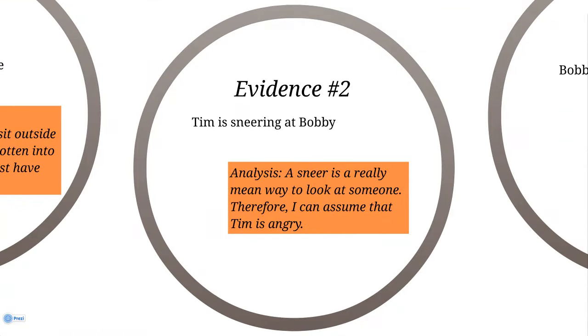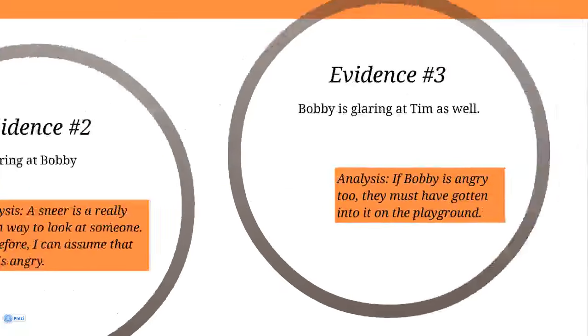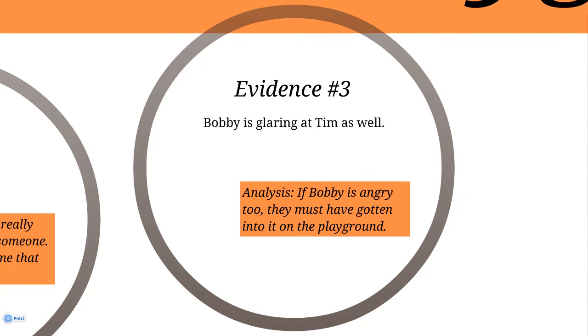The second piece of evidence is that Tim is sneering at Bobby. To analyze this, I've determined that a sneer is a really mean way to look at someone. Therefore, I can assume that Tim is angry. And finally, my third piece of evidence is that Bobby is glaring at Tim as well. If Bobby is angry and Tim is angry, then they must have gotten into it on the playground.